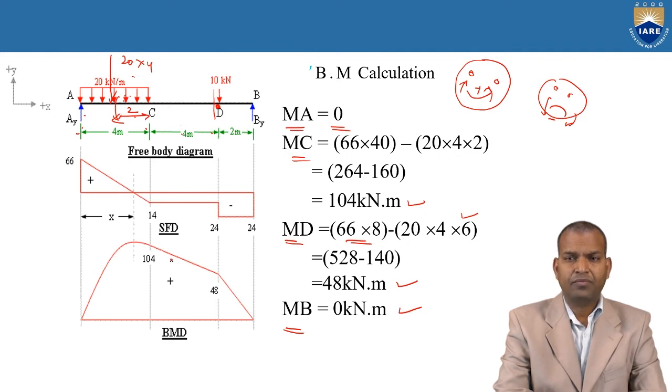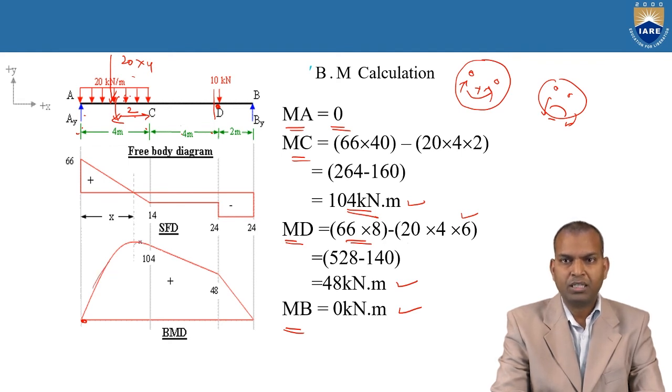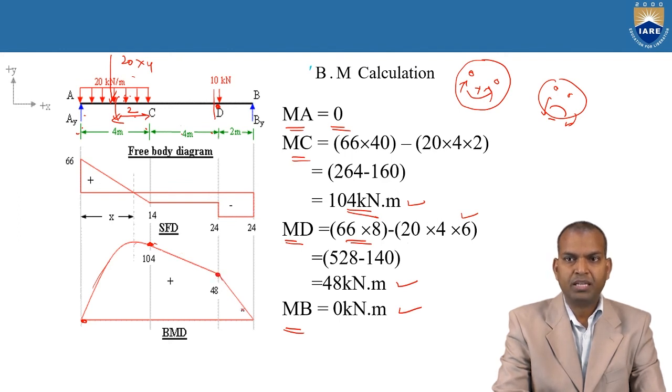So in the bending moment diagram, the bending moment is 0 at the supports and it is maximum at point C, that is 104 kilonewton meter. If you draw the bending moment diagram, wherever there is UDL, it follows a second order curve. That's why it is parabolic up to point C. From point C to D, it is a linear first order curve, and again from point D to B, it is a linear first order curve.